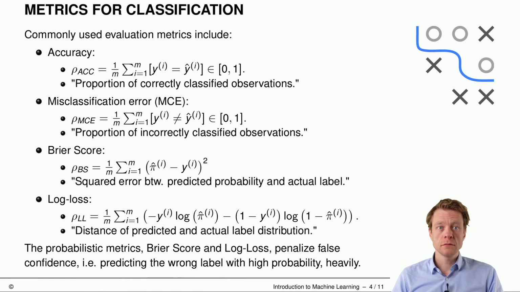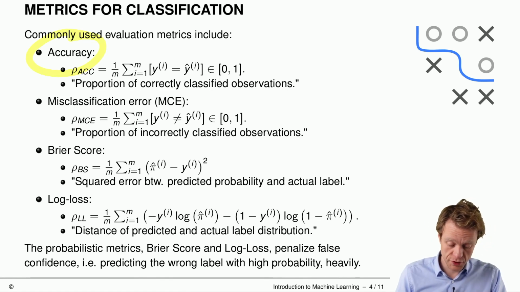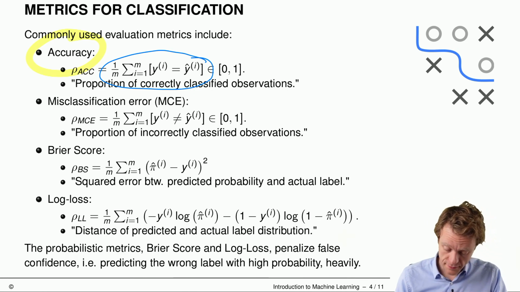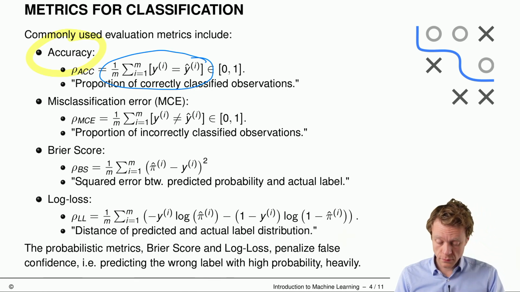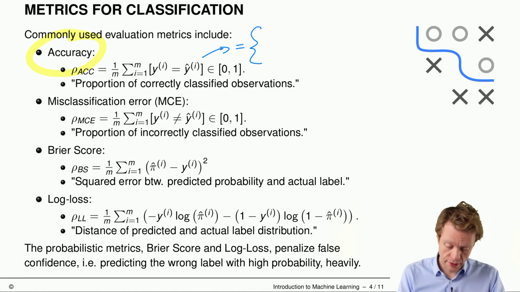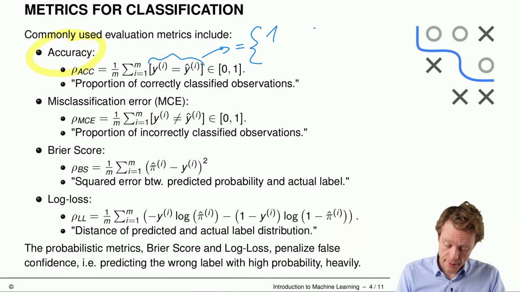Here are some very common evaluation metrics. The first one you've probably seen before is the accuracy, which is defined as you see here. It's the mean of some indicator functions.